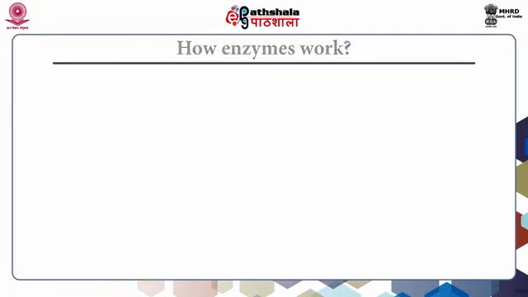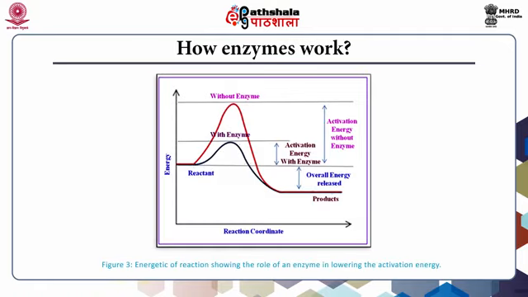Now let us look at how enzymes work and how enzymes help in lowering the activation energy of a reaction. This slide shows the energetics of a reaction, showing the role of an enzyme in lowering the energy of activation. We see that the energy of the products is lesser than the energy of the reactants, and in the presence of enzyme, the transition state energy is also lower as compared to the transition state energy which is achieved in the absence of the enzyme. Thus, the activation energy with enzyme is lower than the activation energy without enzyme, and the barrier can be easily crossed in the presence of enzyme and the products are obtained.